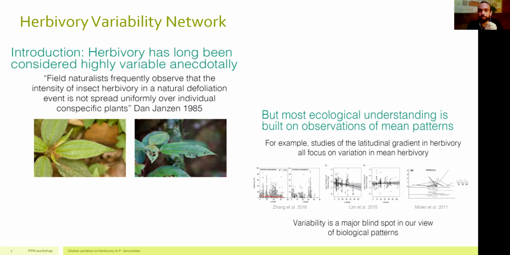And as I said here in the slides, Janzen was already noting this enormous variability in herbivory. However, most of the studies and our ecological understanding of herbivory is built on the observation of mean patterns. For example, checking the global distribution of mean herbivory, as you see here in the example of the latitudinal gradient in herbivory.